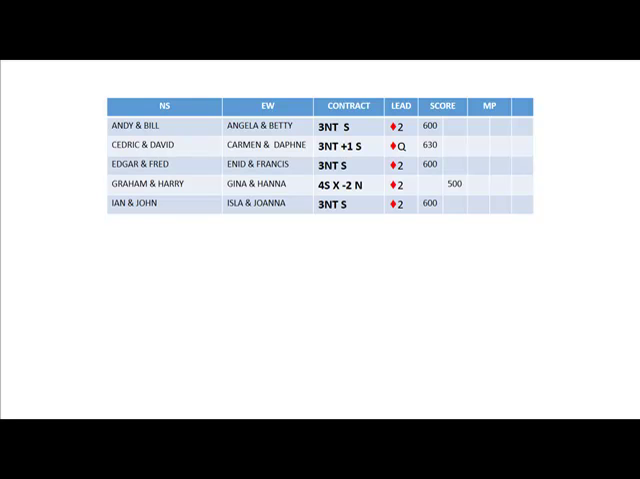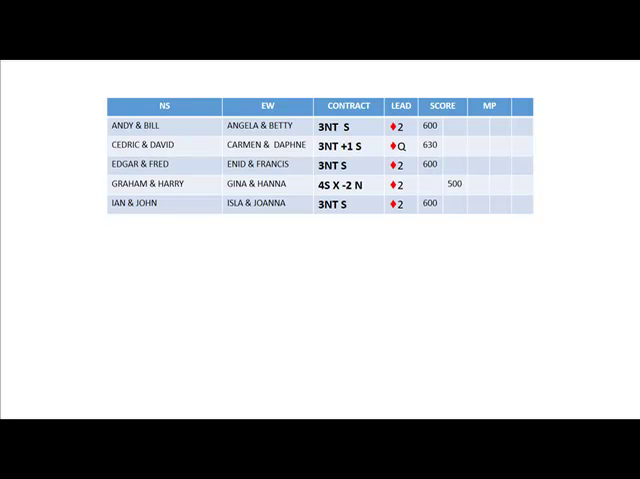So when we're looking at the contract there, we see that Andy and Bill went for a 3 no trump contract. It was actually Bill, south, who played the contract. Cedric and David went for the same contract by the same person, the south player, but they actually got 1 extra, and that's where it's shown in that 3rd column.